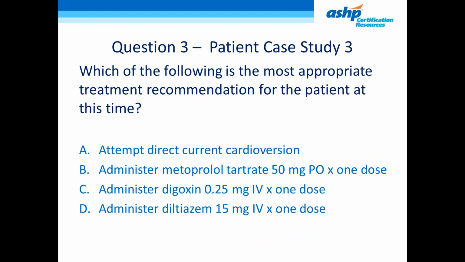Which of the following treatment options is most appropriate for this patient at this time? A, attempt direct current cardioversion. B, administer metoprolol tartrate 50 milligrams PO times 1 dose. C, administer digoxin 0.25 milligrams IV times 1 dose. Or D, administer diltiazem 15 milligrams IV times 1 dose. I'll give you a few moments to think about the answer.